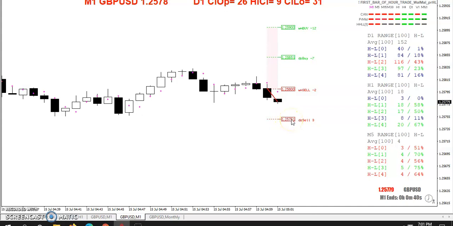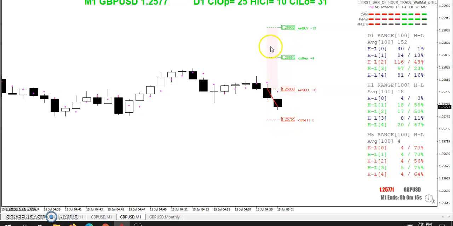And one reason Stan likes it is because in this example right here, you see it opened right on top of the Walmal sell line. I mean, the open was 80.1. So you really didn't have any time to prepare to jump in that trade. So now you've got the sell zone.